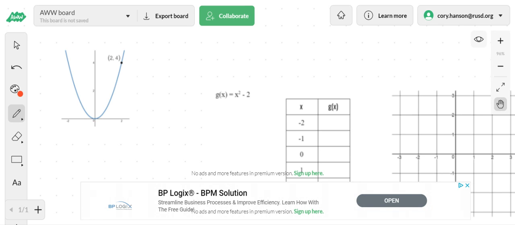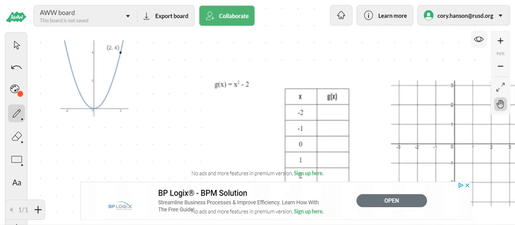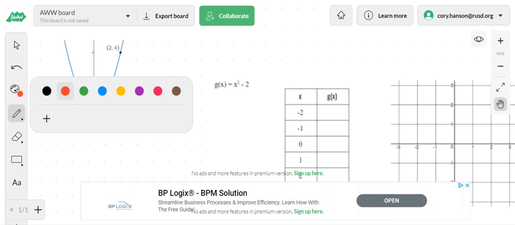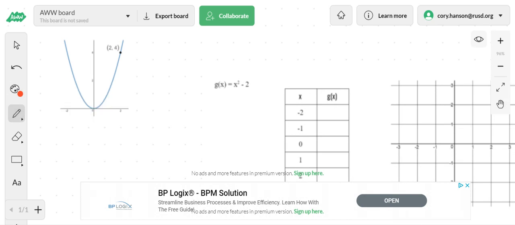Just like in an ordered pair, when you have an x and a y, functions have x and y. So in the ordered pair (2, 4), you show that the 2 comes first because it's x, and that matches up with the x-axis, and the 4 matches the y-axis. To write this in function notation, we use f of x.